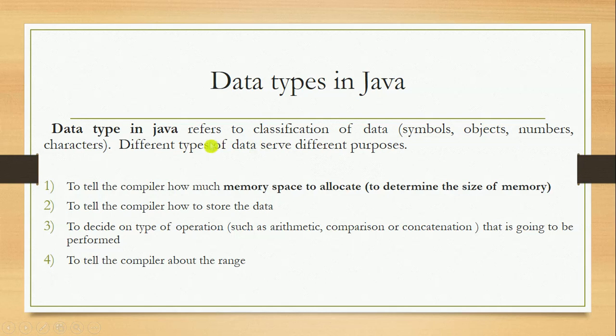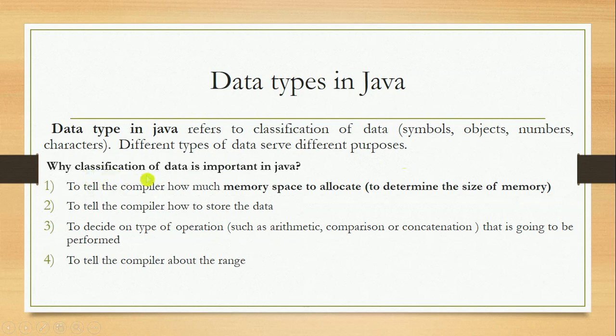Data types in Java. Data type in Java refers to classification of data, such as symbols, objects, numbers, or characters. Different types of data serve different purposes.